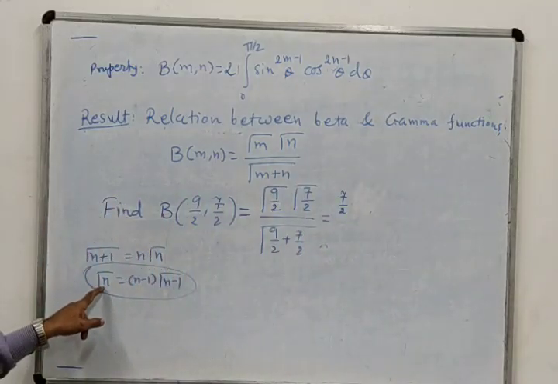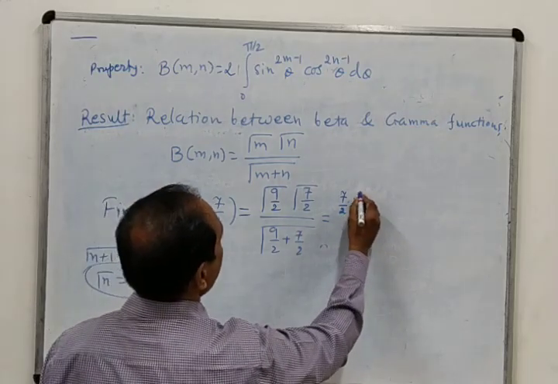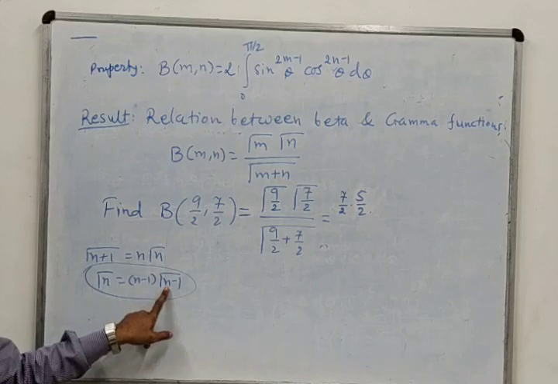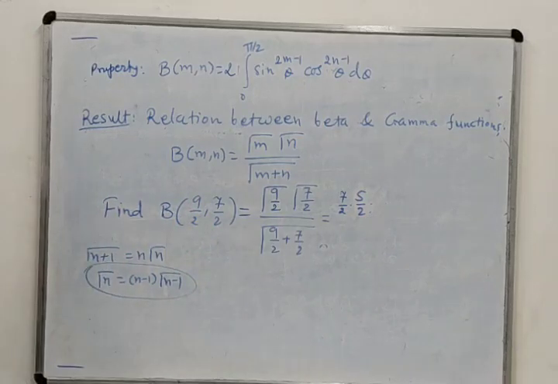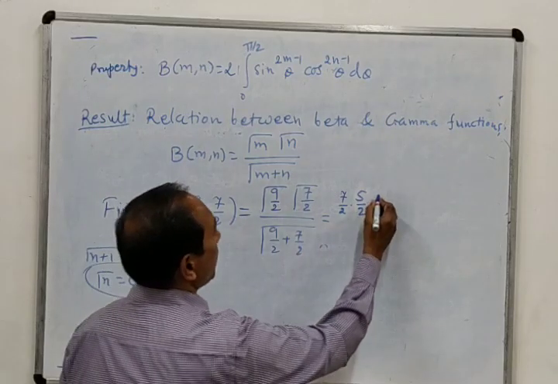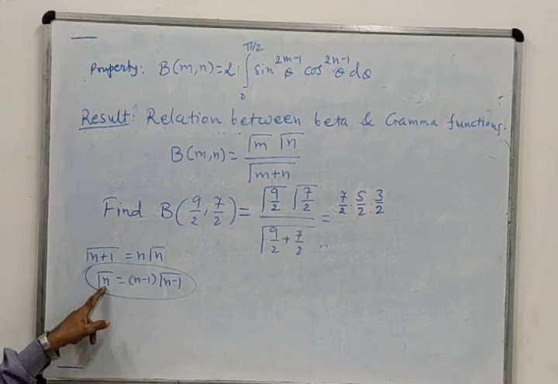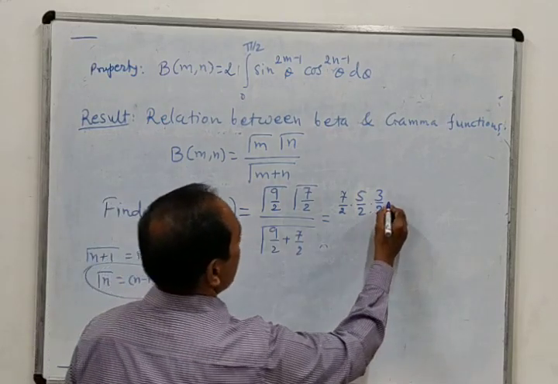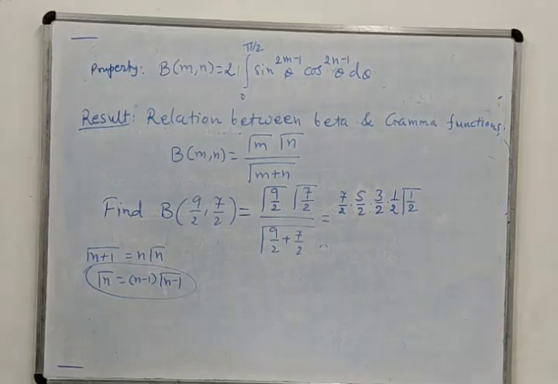So gamma 7 by 2 we can find again by using this one. Here we put n equals 7 by 2, so 7 by 2 minus 1 is 5 by 2, into gamma 5 by 2. This gamma 5 by 2 again we can find by using the same. If we put n equals 5 by 2, 5 by 2 minus 1 means 3 by 2, into gamma 3 by 2. Then again we put n equals 3 by 2, so 3 by 2 minus 1 means 1 half, into gamma 1 half. We will stop here because we know the value of gamma 1 half. Already we derived the value earlier.